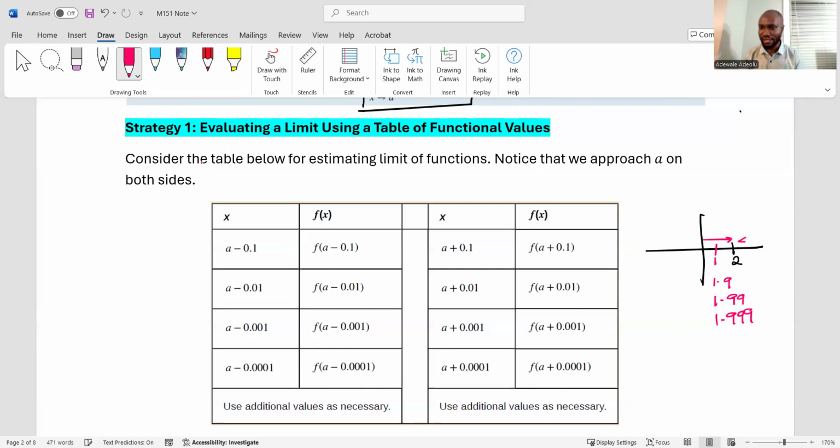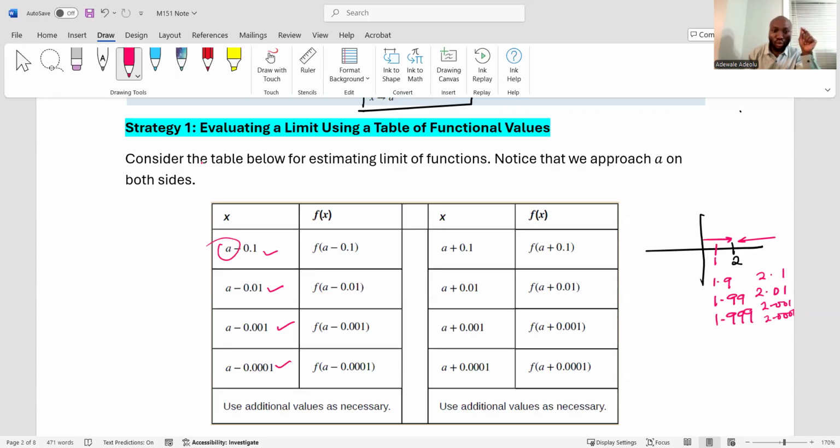The same thing on this side, we can say, well, 2.1, okay, 2.01 or 2.001 or 2.0001 and so on and so forth. In every case, we are getting closer and closer to 2. To do that, all you need to do is just subtract 0.1 from that a, whatever your a is, then 0.01, 0.001, 0.0001. Those values will get you closer and closer towards that a.